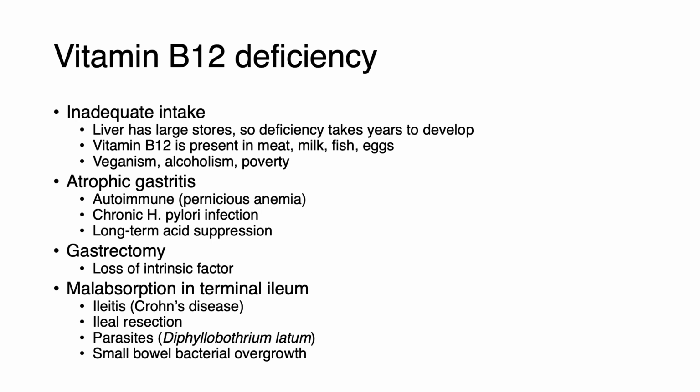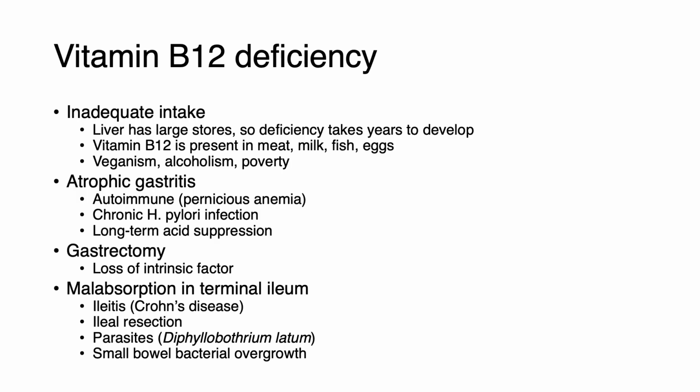Atrophic gastritis is a really important cause of B12 deficiency. It can be autoimmune, which is called pernicious anemia. It can be from chronic H. pylori infection, which causes that gastritis and achlorhydria, and it can also be from long-term PPI use.